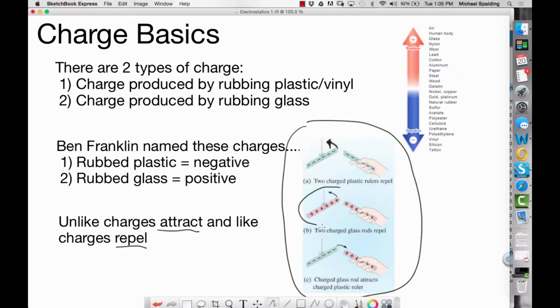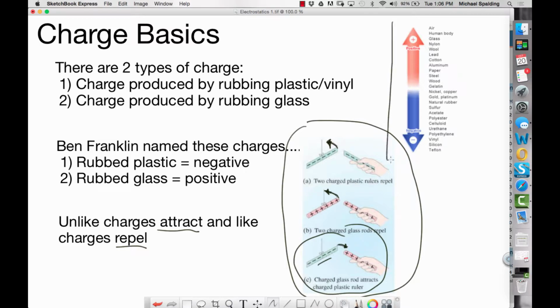And then same thing in this diagram. We have a glass rod that's been positively charged. This other glass rod that's positive is brought near to it, and the positive glass rod that's hanging from a thread moves away. Like charges repel. And then the last one, we have the negative ruler and the positive rod, and what's going to happen there? They're going to attract.